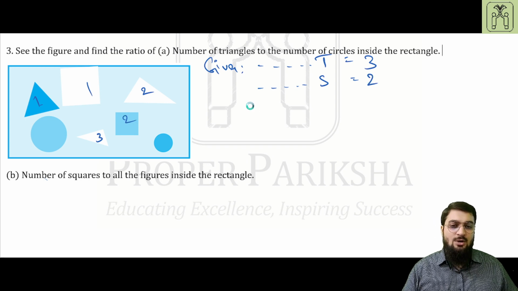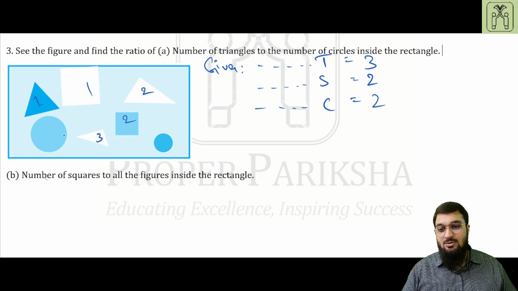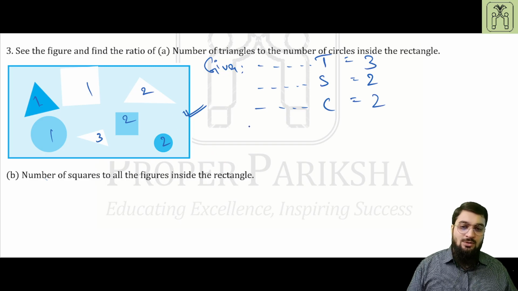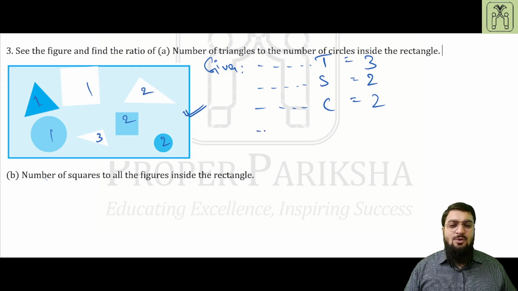That will be 2. Then we'll write number of circles in this figure is equal to 2. That is also 1 and 2. We'll not be counting this as a square because this is a rectangle and rectangle is not asked in the questions. Inside the rectangle, this is not part of the question. Next we will also write the total number of figures in the rectangle is equal to 2 plus 2 is 4 plus 3 is 7.